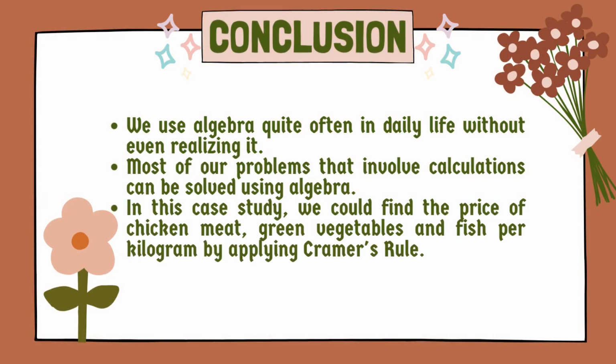For the conclusion, we use algebra quite often in daily life without even realizing it. Most of our problems that involve calculations can be solved using algebra. For instance, in this case study, we could find the price of chicken meat, green vegetables, and fish per kilogram by applying Cramer's rule.